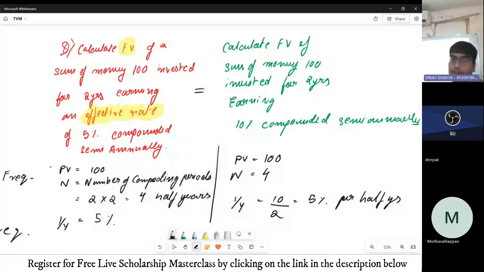Now I am adding here: earning stated rate. This word stated rate is totally optional. The question might not have this word. If it does not have this word, you will assume stated rate only. You need to calculate the effective rate. Correct. Is the difference between the two clear?